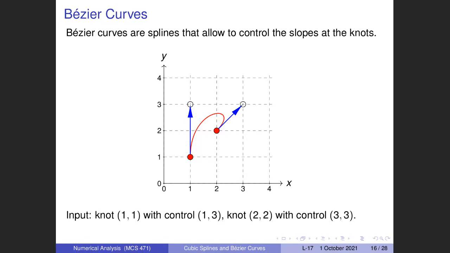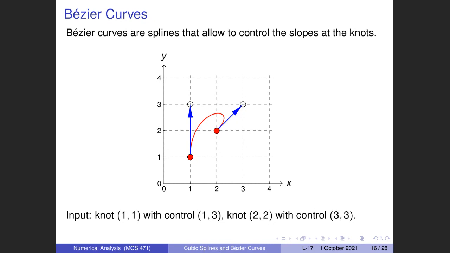actually the arrows. So there are controls. So here you see what we have. We have two knots: knot 1, 1 and knot 2, 2. So in some sense, we go from 1, 1 to 2, 2. But we could do this in a straight line, but that's rather boring. So what the Bézier curves allow you to do is that you say that if you depart from the knot 1, 1, the slope should go upward. So actually you go to the point 1, 3.